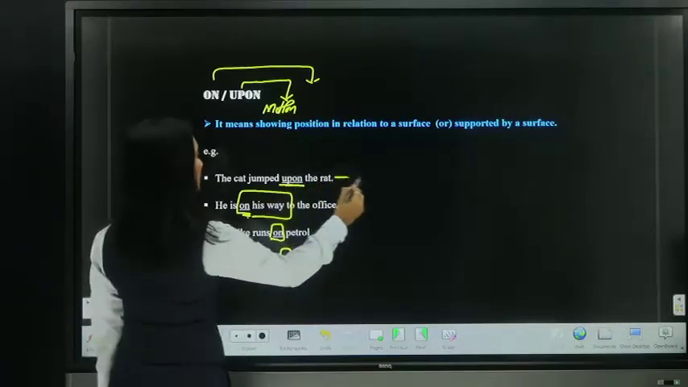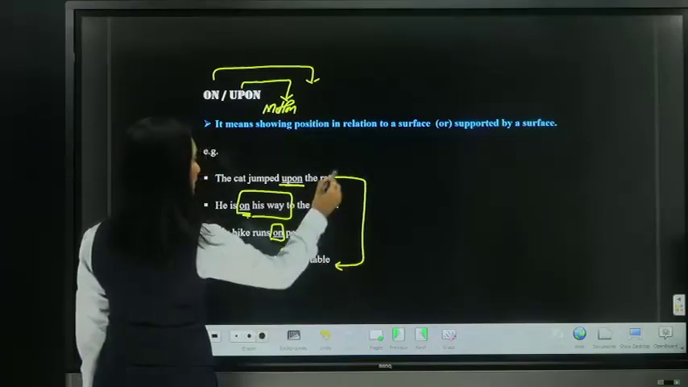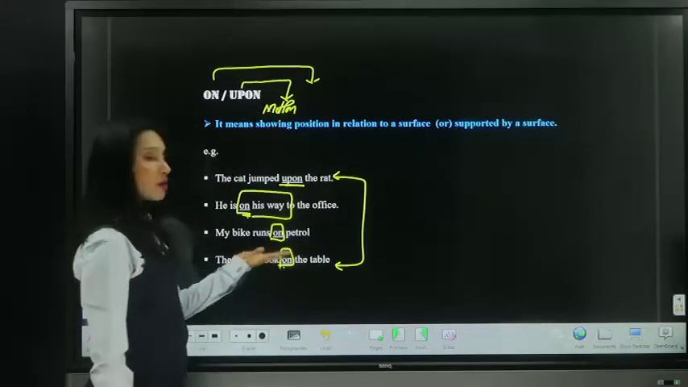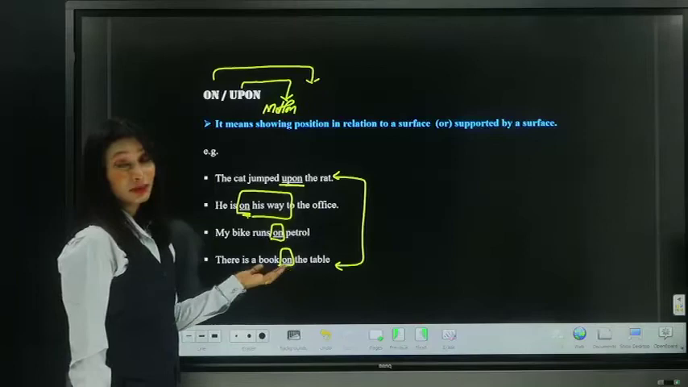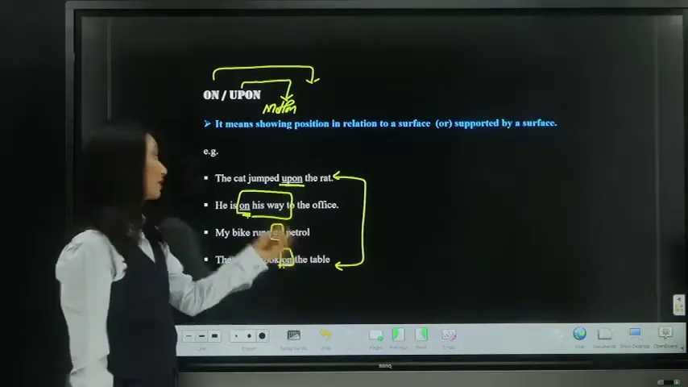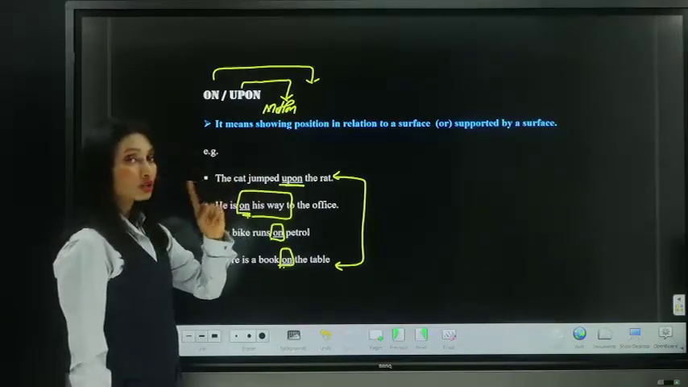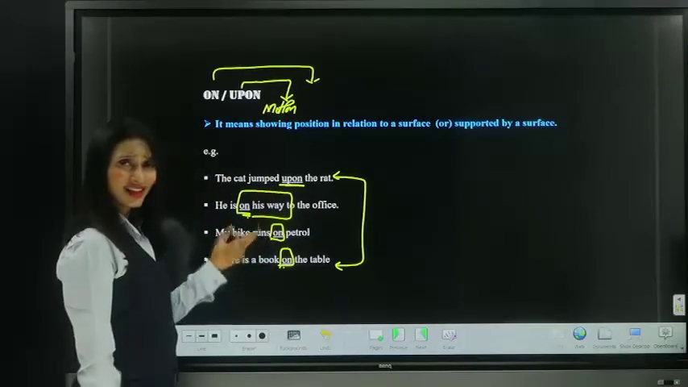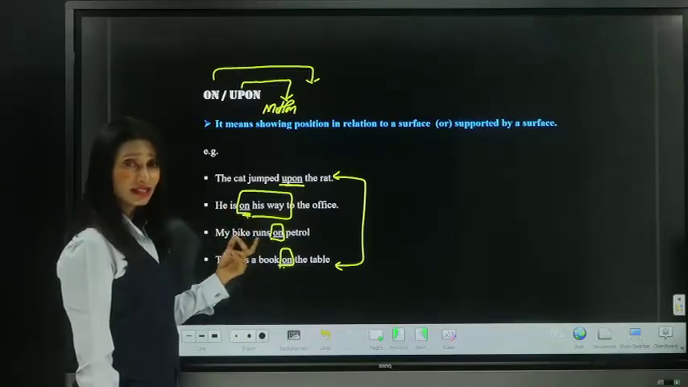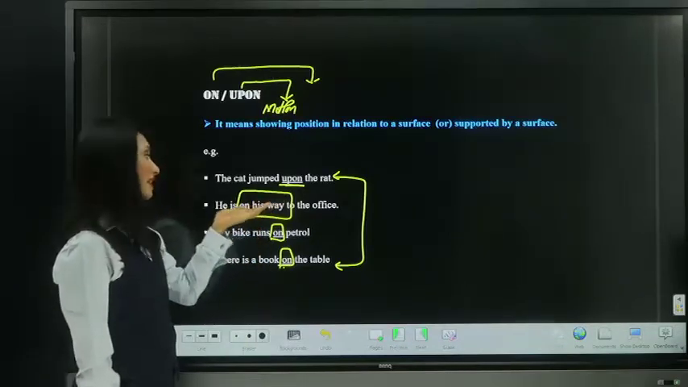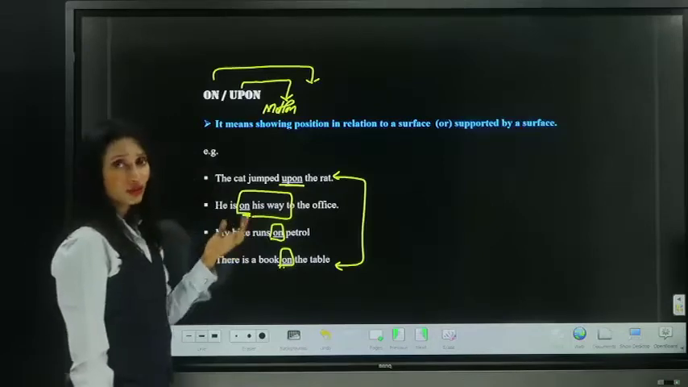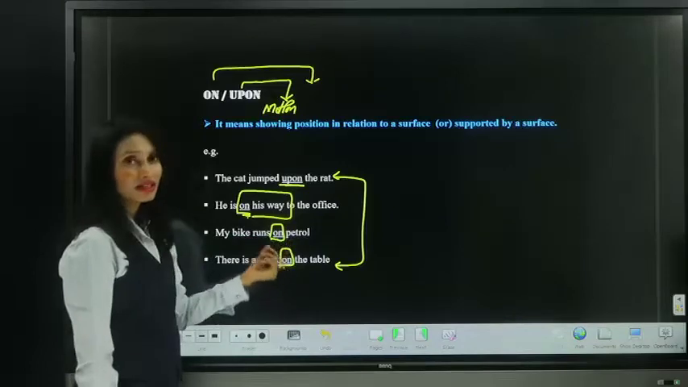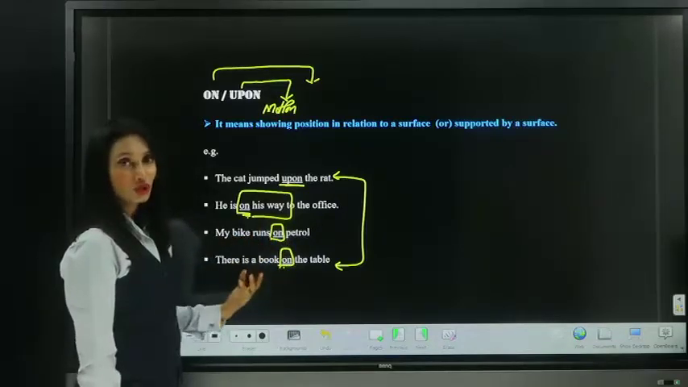So just take these two sentences to understand better the difference between "on" and "upon". There is a book on the table. You cannot say "upon the table" because there is no movement. The cat jumped not on the rat, it is upon the rat, because there is a movement. Other than that, "on" is used in different cases with different senses, in phrases like "on his way" or "on the way" to indicate traveling, the journey, or "runs on", where "runs on" means consumes petrol, takes petrol to work.